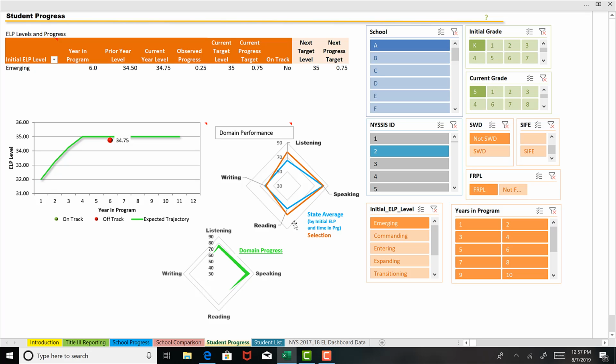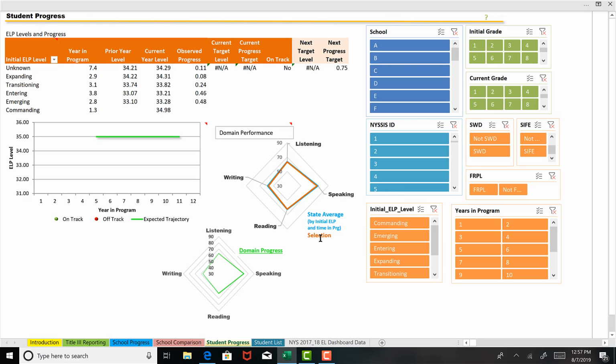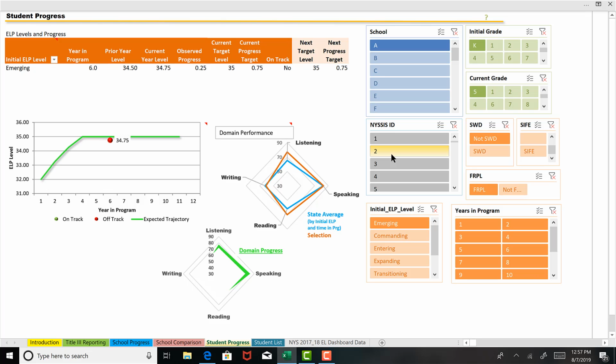These two charts can be used for individual students, and they can also be used for groups of students. So you can make these comparisons for schools, or you can make this comparison for any disaggregate that you have. So again, these two charts can be used in aggregate or for individuals, and this information here really only makes sense when you select individual students.